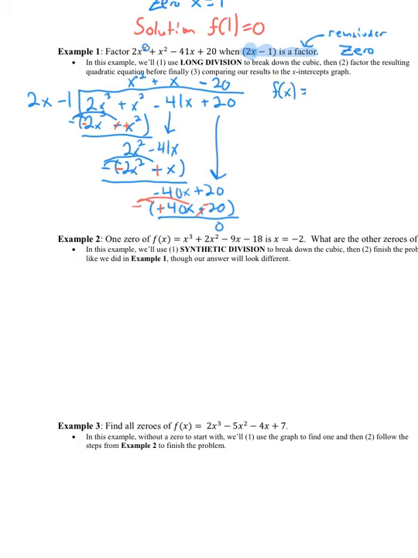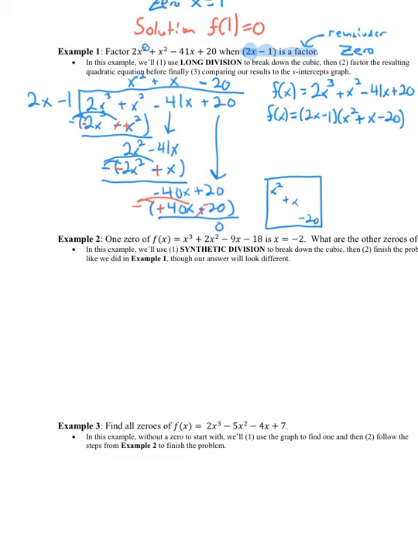So we started with this equation, 2x cubed plus x squared minus 41x plus 20. After we factored, we know that 2x minus 1 is a factor. We're left with this x squared plus x minus 20. So we use polynomial long division to factor the equation, break it down a little bit. And I still have this x squared plus x minus 20.